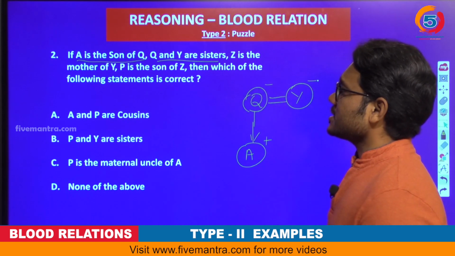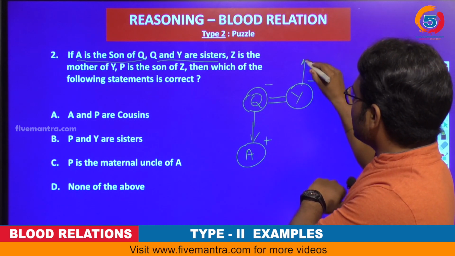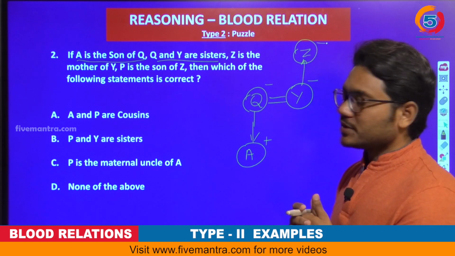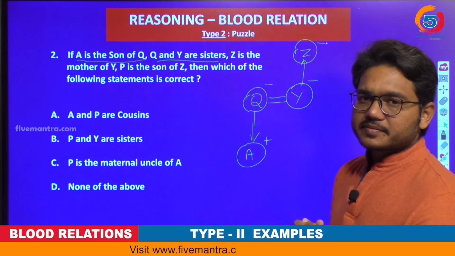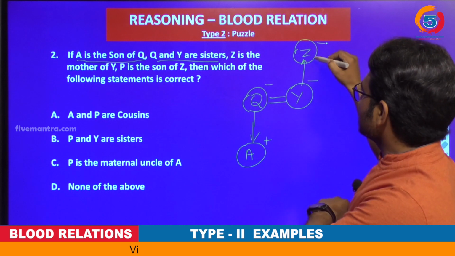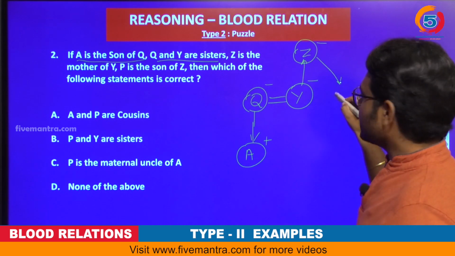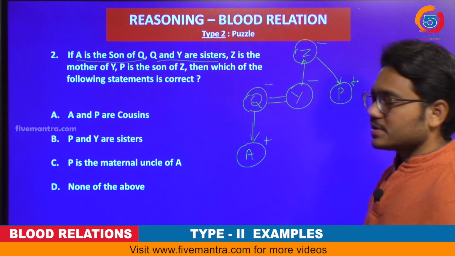Then Z is the mother of Y. So where is Y here? Z is the mother of Y, who is obviously a female. Then P is the son of Z. So where can I put this P here? Z is here, Z's son is somewhere here, I can place P, who is the son of Z.